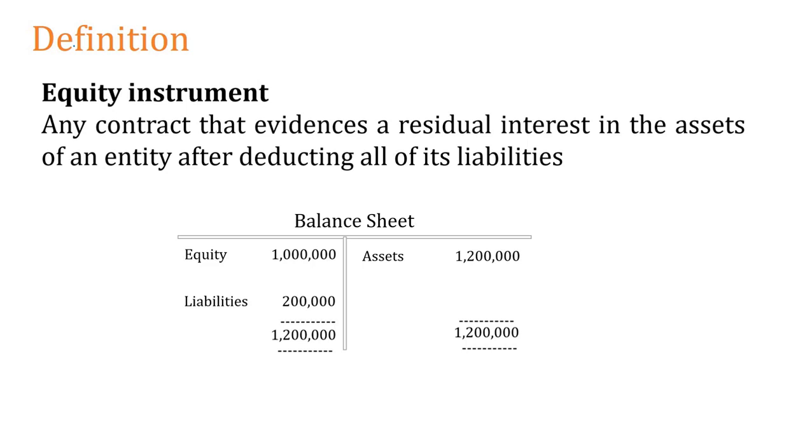How does it say? Any contract that evidences a residual interest in the assets of an entity after deducting all of its liabilities. How do they define this equity instrument? Any contract that evidences a residual interest. That residual interest in the assets of an entity after deducting all of its liabilities. When you deduct all these liabilities from the total assets, if there is any balance, the remaining part, the residual part, we call it the equity instrument. So this is how they define it.